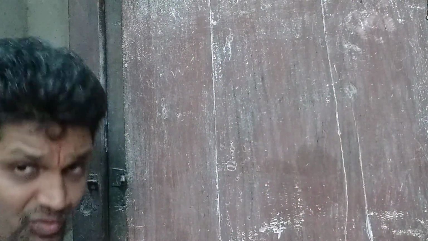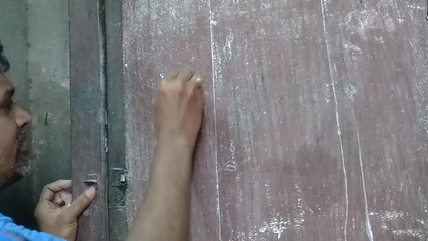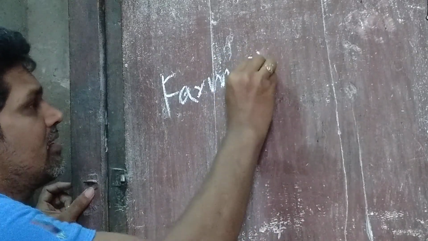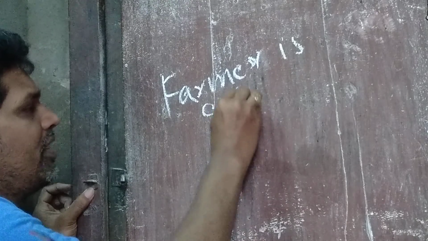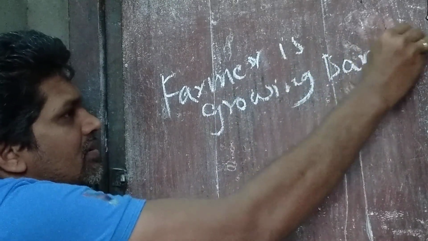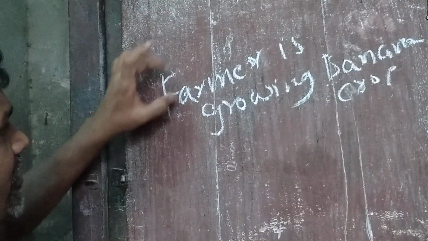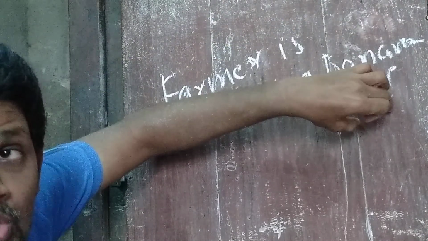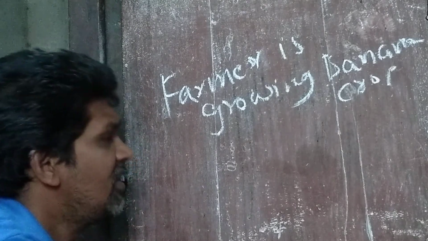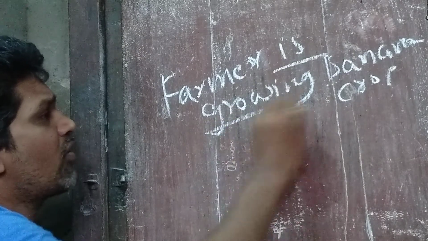So let us consider one more example. Farmer is growing banana crop. Here, farmer is growing banana crop. So what is the verb here? Is growing. Is growing is verb.